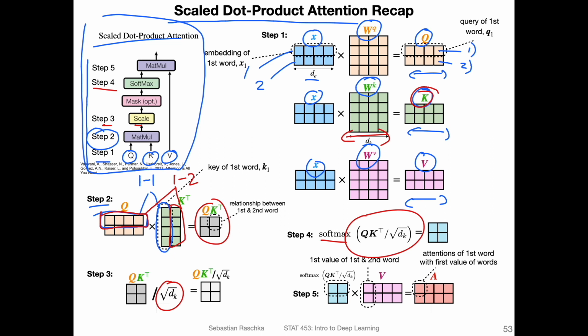And then in the last step, step 5, we multiply our relationships here with the values. So then what we will end up with is, with the first row here, the relationships of the first word corresponding to the whole context. So it's still, the first row is still corresponding to the first word, but now it contains information of all the other words. This you can think of as a weighting. We are weighting it with the other words.